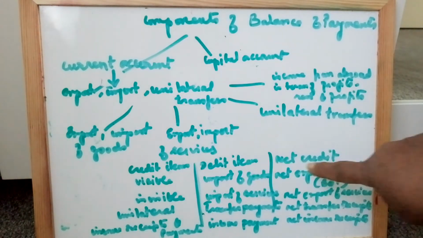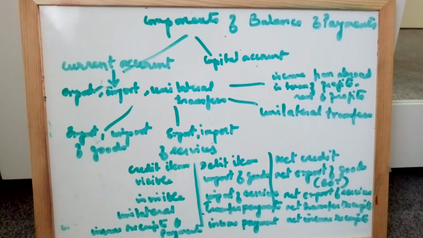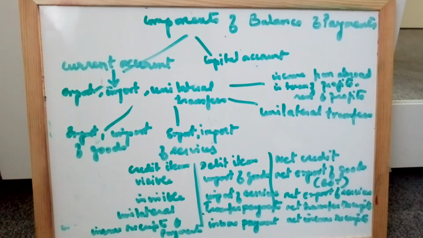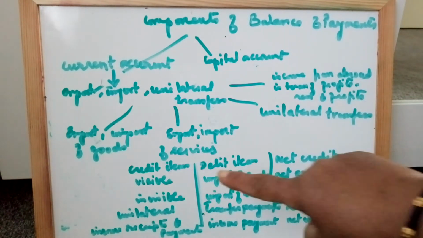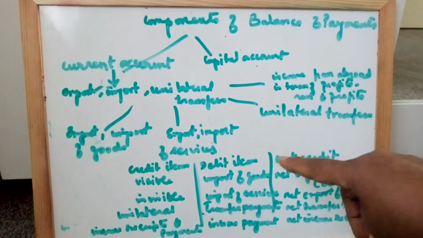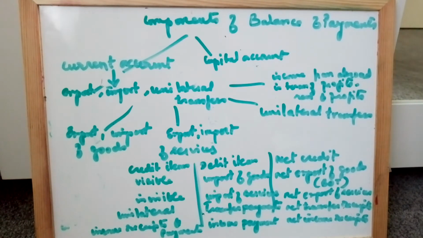Now we'll see a brief summary of components of current account. So in the first column you find credit items, that is visible items. They are shown, that is import of goods, shown under debit items. The next column, net credit: net export of goods, balance, that is balance of trade.